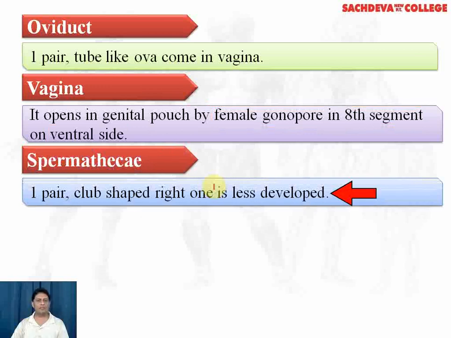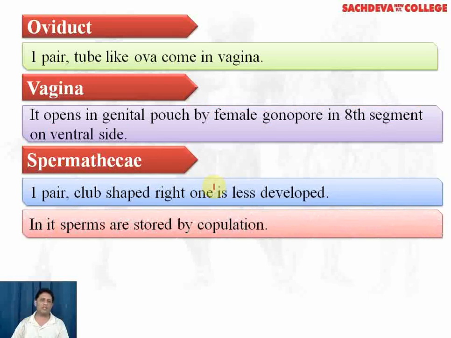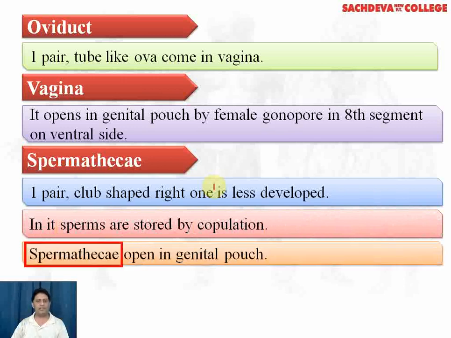Spermathecae: this is a paired club-shaped structure. The right spermatheca is less developed as compared to the left. Sperms are stored in the spermathecae during copulation. The spermathecae themselves open into the genital pouch.